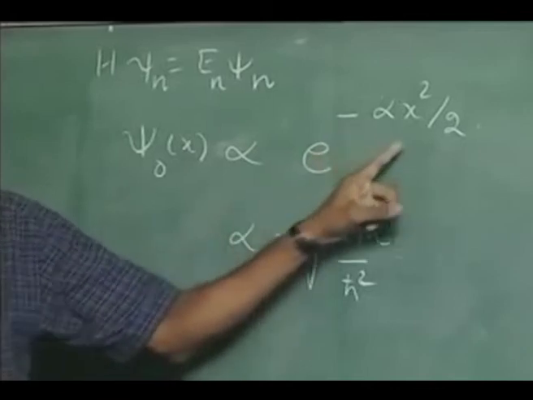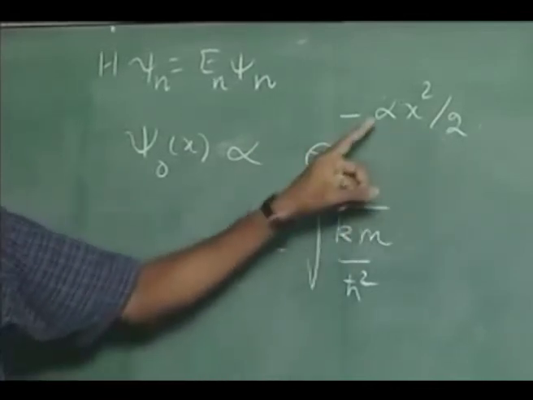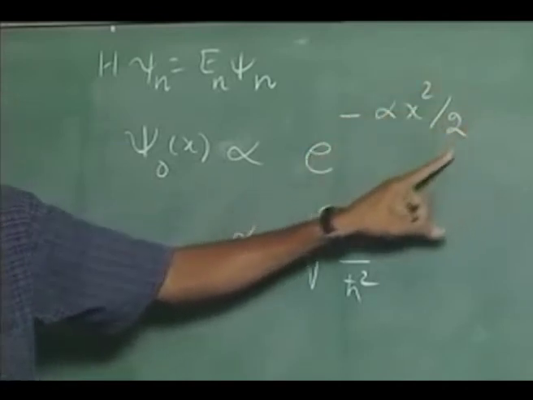Just let us do a simple analysis. Exponential of minus alpha x square by 2. What should be the dimension of the whole thing?